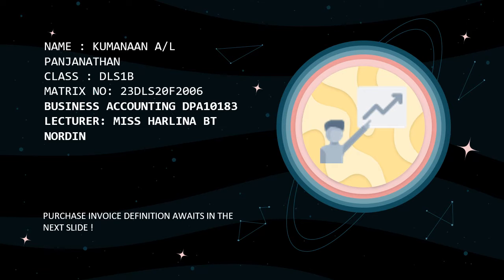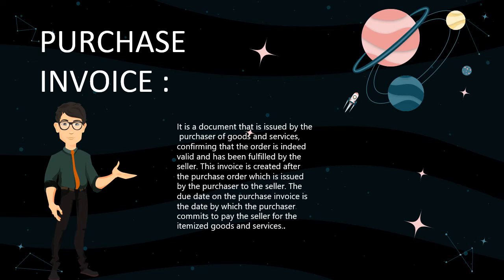Purchase invoice definition awaits in the next slide. Today I'm here to talk about purchase invoice. Purchase invoice is a document that is issued by the purchaser of goods and services confirming that the order is indeed valid and has been fulfilled by the seller. This invoice is created after the purchase order which is issued by the purchaser to the seller. The due date on the purchase invoice is the date by which the purchaser commits to pay the seller for the itemized goods and services.